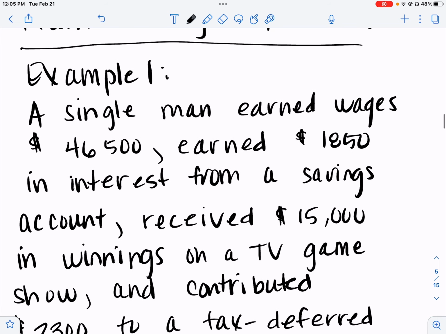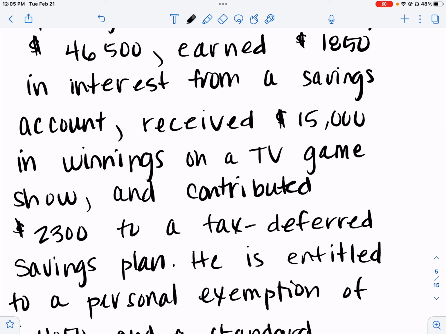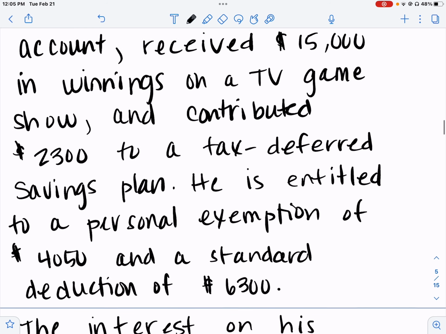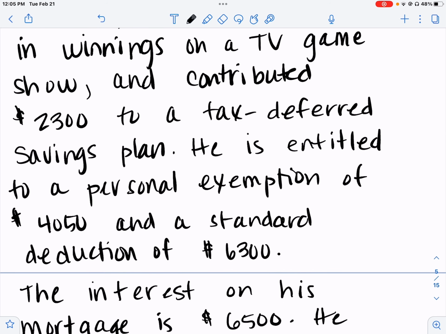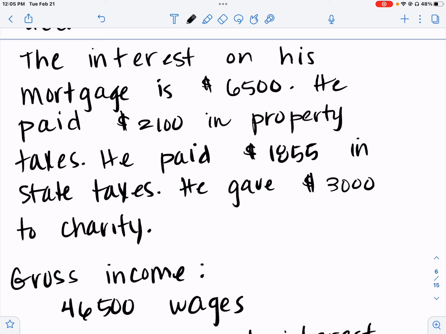Example one: a single man earned wages of $46,500, earned $18.50 in interest from a savings account, received $15,000 in winnings on a TV game show, and contributed $2,300 to a tax-deferred savings plan. Tax-deferred means the taxes will be calculated later. He is entitled to a personal exemption of $40.50 and a standard deduction of $6,300. The interest on his mortgage is $6,500. He paid $2,100 in property taxes and $18.55 in state taxes. He gave $3,000 to charity.